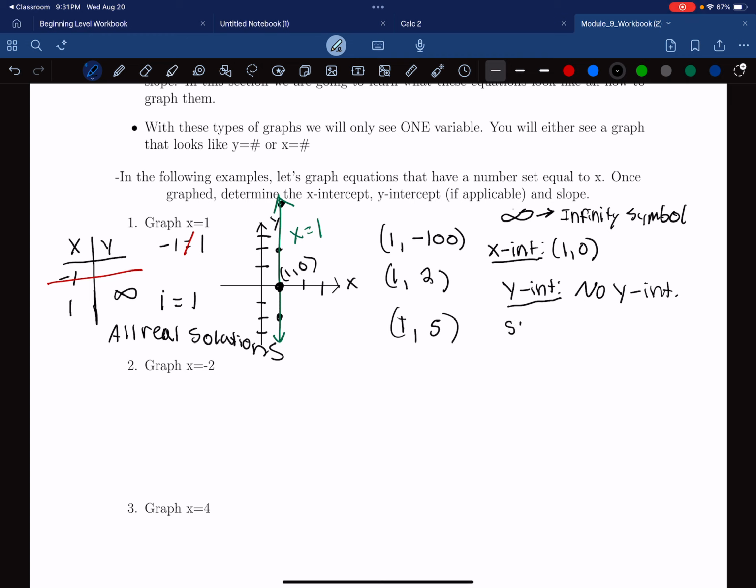What about the slope? What do we think the slope will be? This one's a little bit of a special case. Remember, slope is rise over run, right? But this line rises forever, and it does not run. It rises forever, but does not go right or left at all. So we can't get a tangible value for the slope, because it goes on to infinity, forever down and forever up, without going left or right. So that means that this slope is undefined.